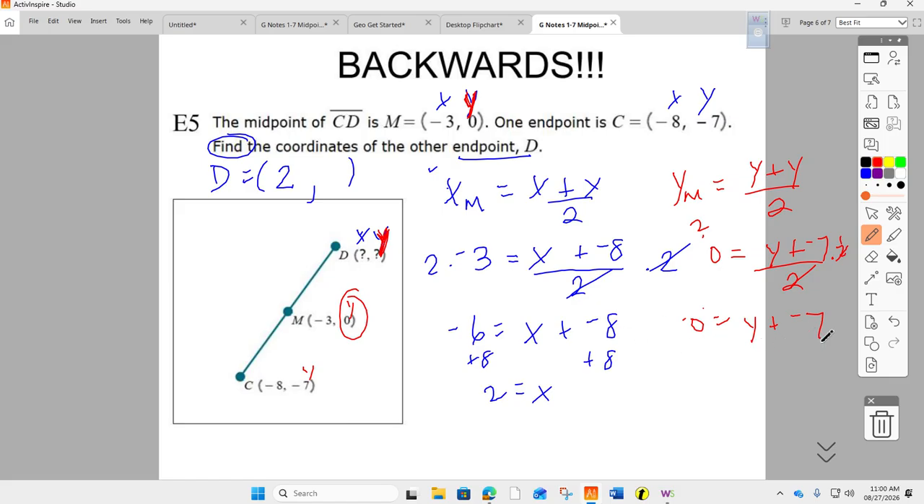Any better? Okay. 2 for 1, I like it. All right, and now we solve this one-step equation. We need to add 7 to both sides. So 7 equals y. Normally I'd swap it around, but that is my y coordinate here. So this ordered pair we know as 2, 7. Any questions?